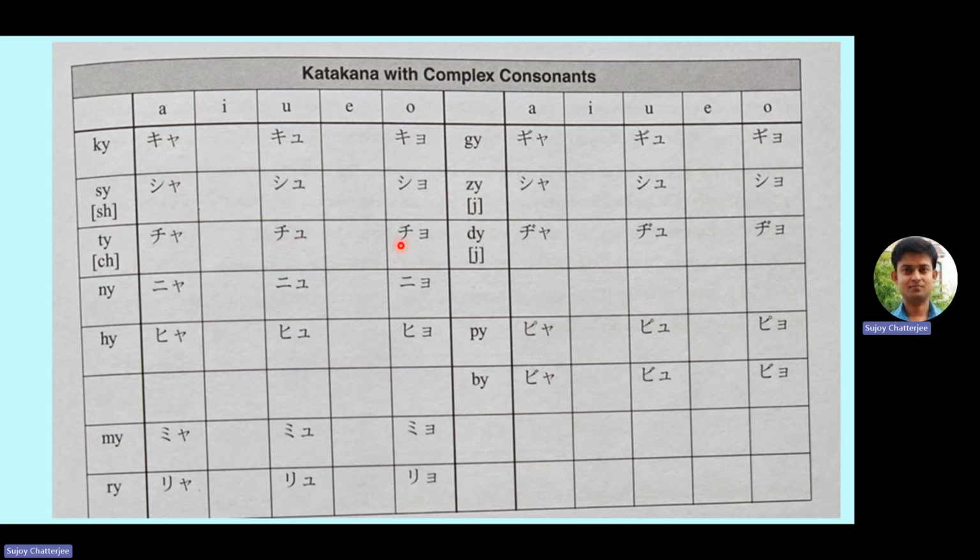Cha, chu, cho. And this is dya, dyu, dyo. This is nya, nyu, nyo. Hya, hyu, hyo. Pya, pyu, pyo. Bya, byu, byo. Mya, myu, myo. And rya, ryu, and ryo. So the exceptions are here: sha, shu, sho, and cha, chu, cho, and this is ja, ju, jo, where we don't have the ya sound, but it's simply a is taken.